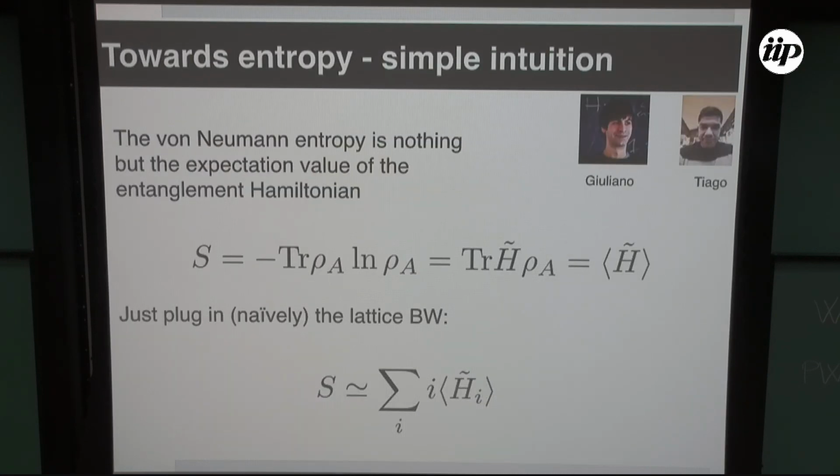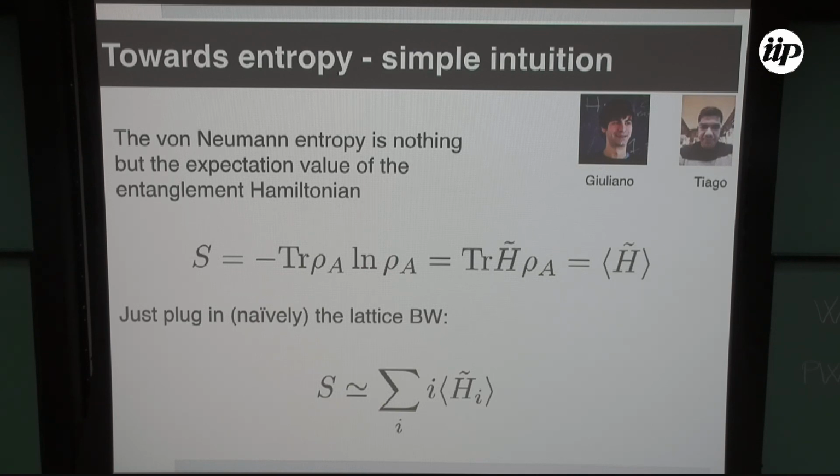Well, what I want to show you are ideas which have been pioneered by these guys, Tiago, who is actually from not very far from here, and Giuliano. The idea is very simple, okay? So let's suppose that you're interested in the von Neumann entropy. Well, the von Neumann entropy is nothing but the expectation value of the entanglement Hamiltonian. Okay? I can write this as the trace of e to the minus beta h, log of e to the minus h, well, take the log, expectation value of the entanglement Hamiltonian.